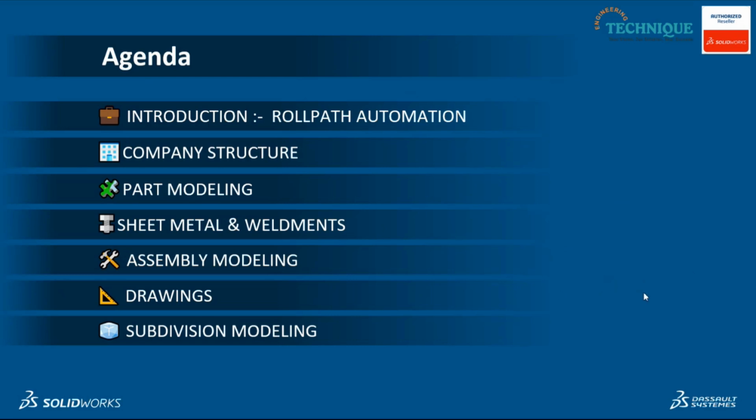First, we will explore part modeling. Next, we will cover sheet metal and weldment, showcasing how easily you can create bends, flanges, and structural frames. After that, we will move to the assembly model, where we will show how to bring multiple components together with mates and relationships. Then we will touch on the drawing, how to generate 2D documentation directly from the 3D model.